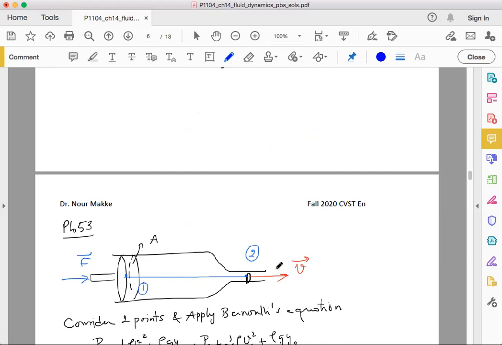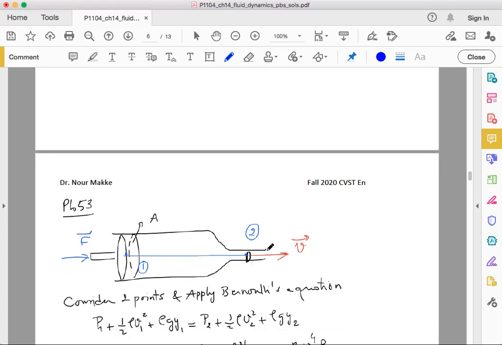The first point should be chosen in such a way that at point 1 we have access to the force F, and also this point 1 must be at the same level as point 2 so that we cancel one term in Bernoulli's equation. And so that's what we do. Let's choose point 1 to be at the surface of the plunger from inside, and point 2 to be at the needle. And we apply Bernoulli's equation between these 2 points.